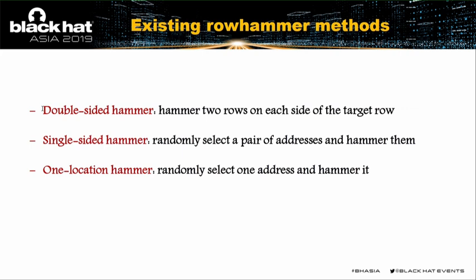The second is single-sided rowhammer. It randomly selects a pair of addresses. And it is likely for the pair of addresses to be in the same bank, and thus clear the row buffer. The last one is one-location hammer. It randomly selects one address. So it relies on the DRAM memory controller to clear the row buffer.